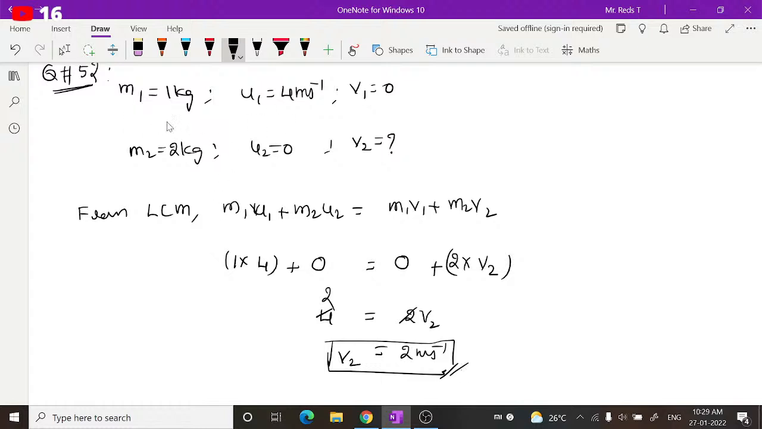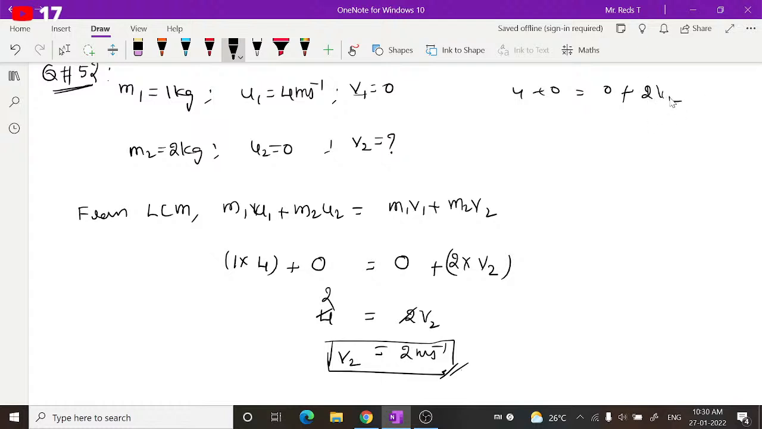Directly you can write just here by looking at this m1 u1. You have to imagine all the steps in your mind, and you have to give the final answer like this. So m1 u1 plus m2 u2. m1 u1 is 4, plus m2 u2 is 0, is equal to m1 v1. v1 is 0, so it is 0 plus m2 v2. m2 v2 you want, so 2 v2.